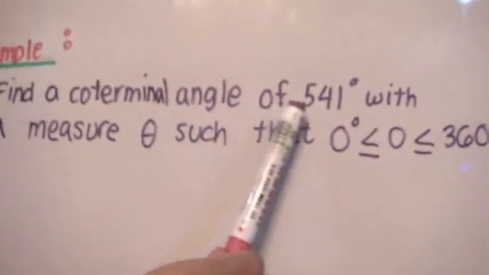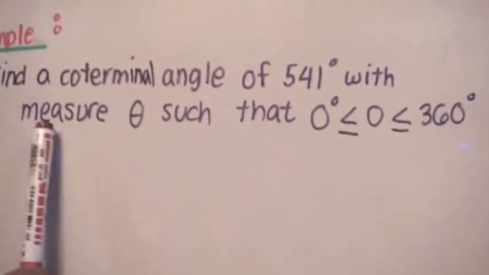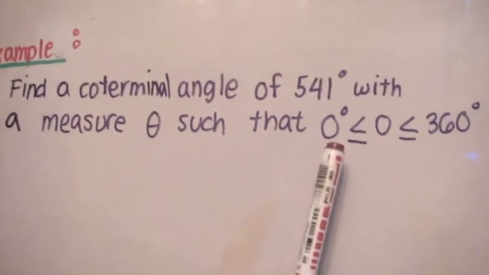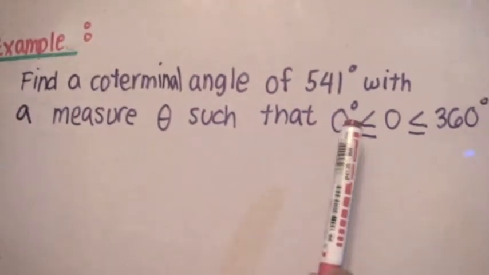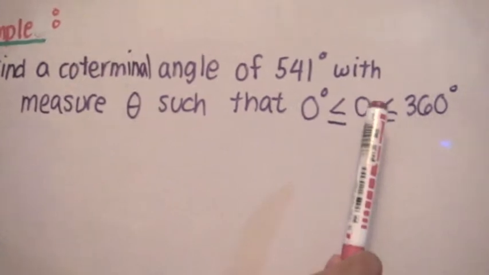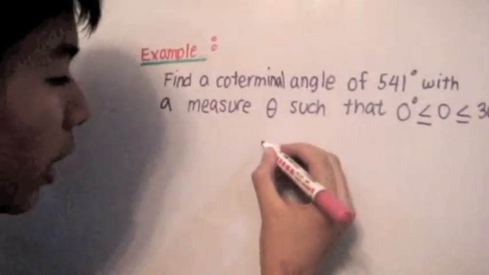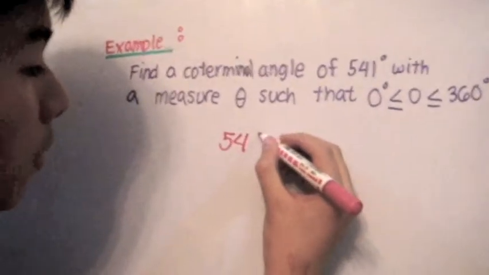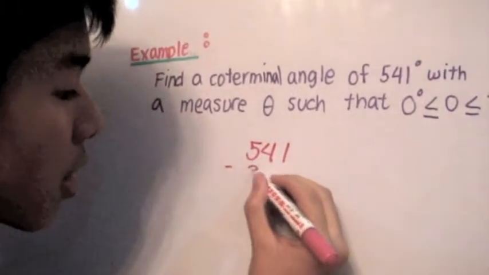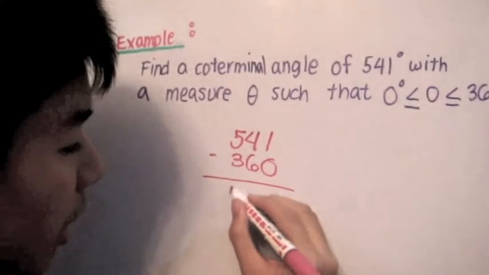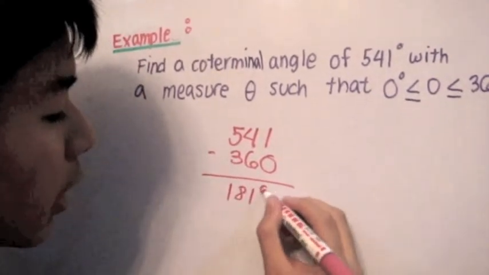Example: find the coterminal angle of 541 degrees with a measure theta such that 0 is greater than or equal to 0 degrees but is less than or equal to 360 degrees. So what we do here is 541 minus 360. The answer will be 181 degrees.